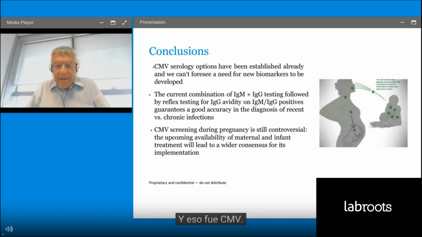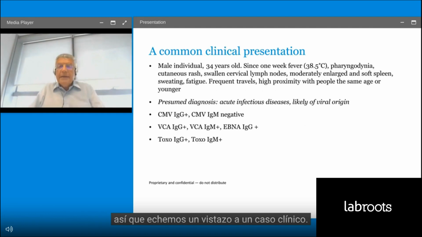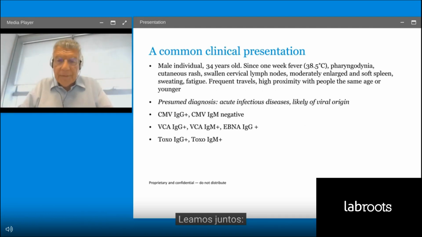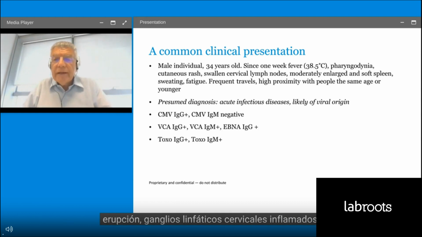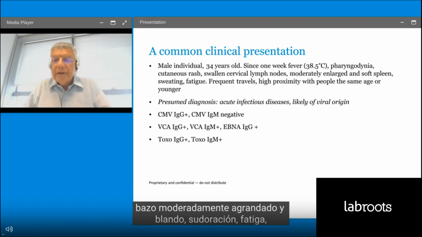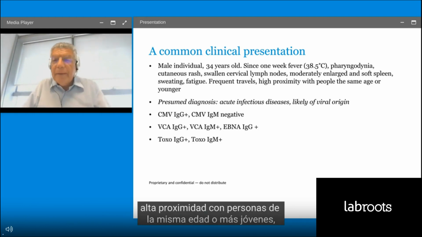And that was CMV, but of course there is not only CMV in this busy world. So let's take a look at a clinical case, a common presentation. Let's read together. This is a 34-year-old male individual that since last week has fever, pharyngodynia, rash, swollen cervical lymph nodes, a moderately enlarged and soft spleen, sweating, fatigue. The anamnesis reports frequent travels, high proximity with people the same age or younger.